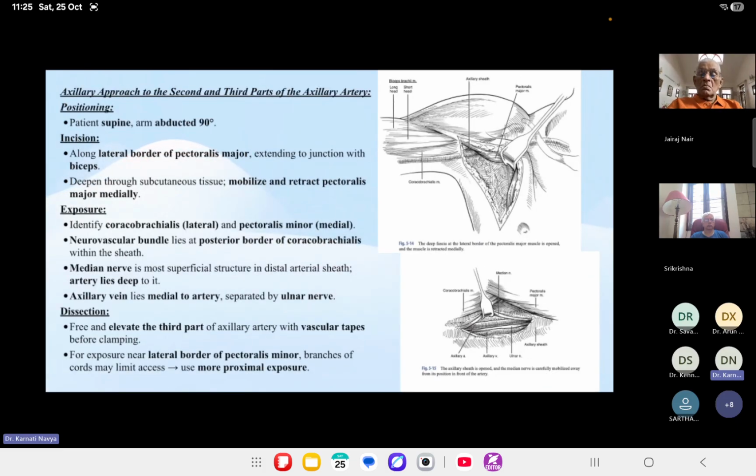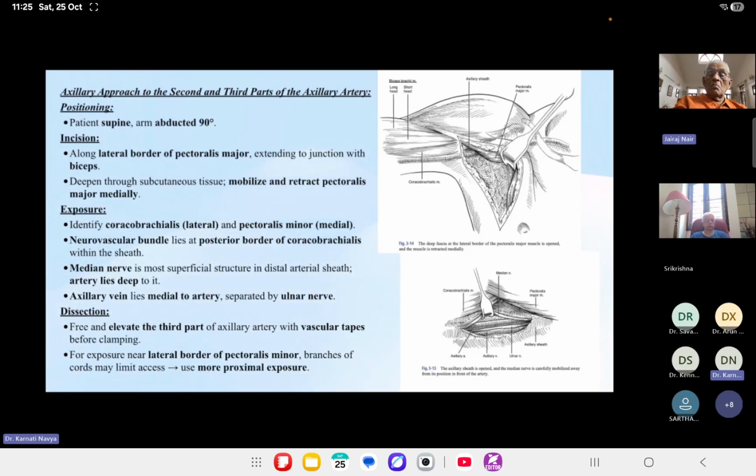Then the axillary approach to the second and third parts of the axillary artery. Same as before, the position is supine with the arm abducted 90 degrees. The incision is made along the lateral border of the pectoralis major muscle, extending to the junction with the biceps muscle. Then it is deepened through the subcutaneous tissue, mobilizing and retracting the pectoralis major muscle medially, as shown in the first picture. Then the pectoralis major muscle is retracted and the axillary sheath is visible in the proximal part.